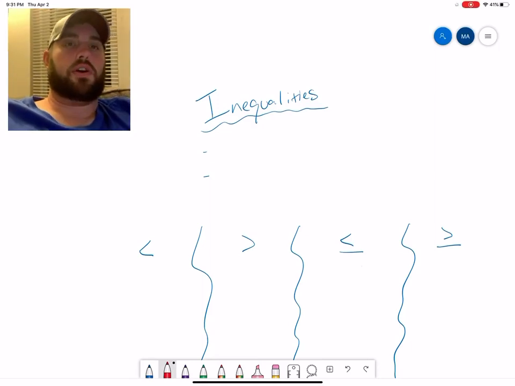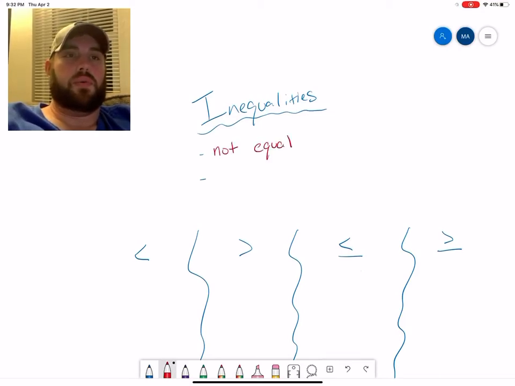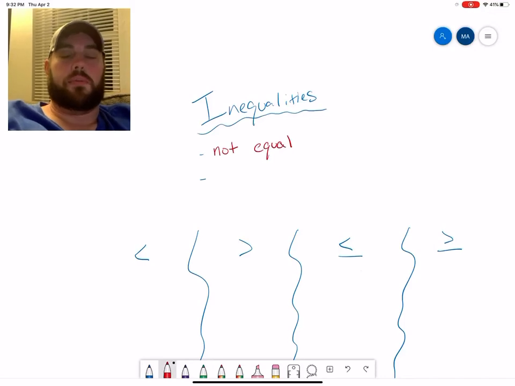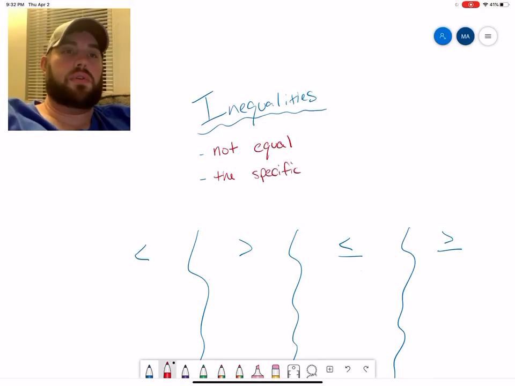So I just wanted to talk about a couple things that I saw in the review yesterday. With inequalities, something to remember is that they're not equal to one another. So that's how I get the word inequality. Okay, they're not equal.